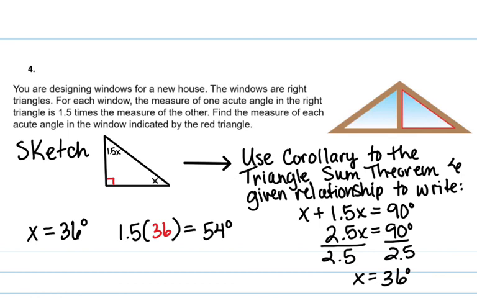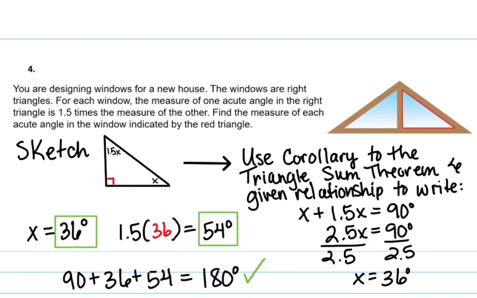And just to check your work, if we add those three angles together, it should equal 180. So 36 plus 90 plus 54 all adds to be 180, so we are correct with our two answers of 36 degrees and 54 degrees.